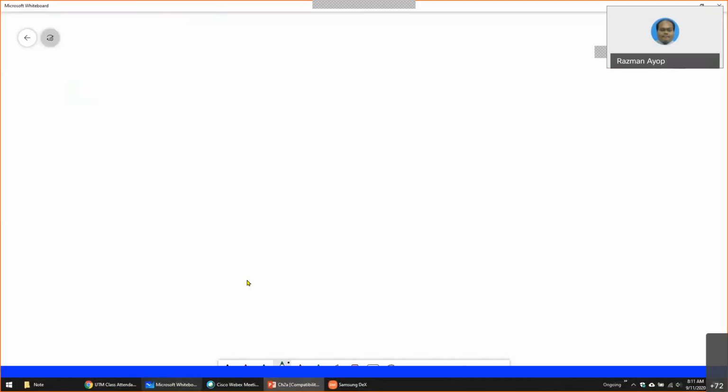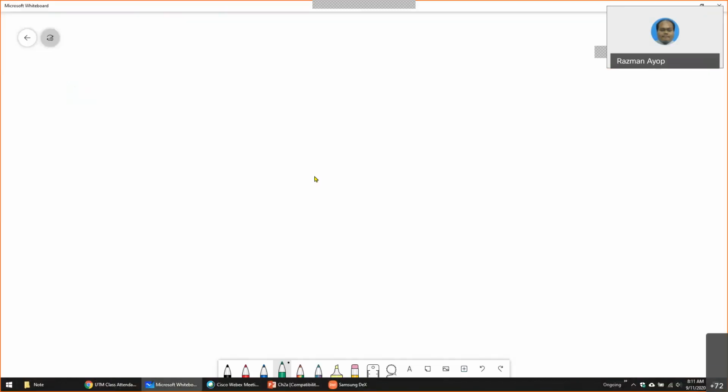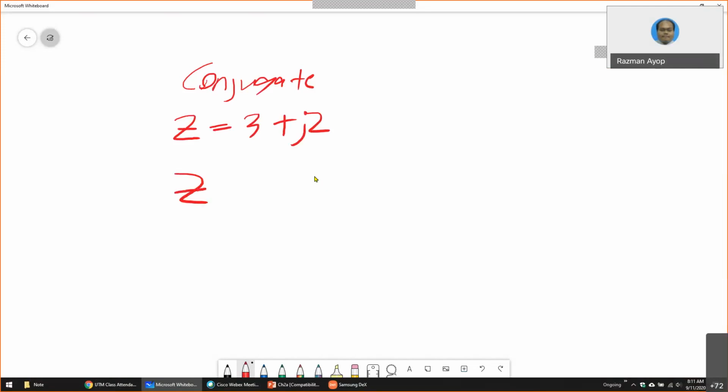So what is the conjugate? For example, you have z equals 3 plus 2j. How do you represent the conjugate? You just put a star at the superscript. So you get 3, just copy back the real number, and then convert the imaginary part to negative.